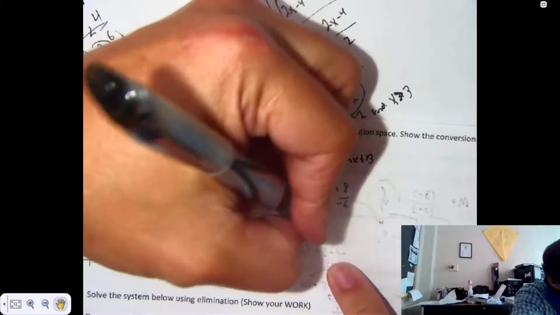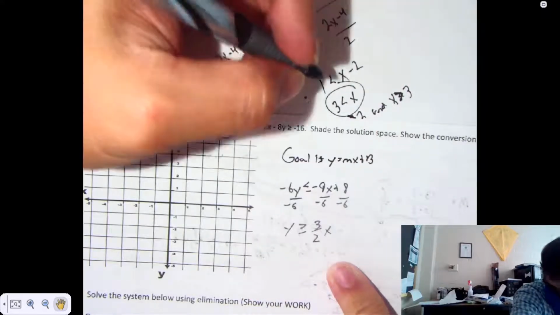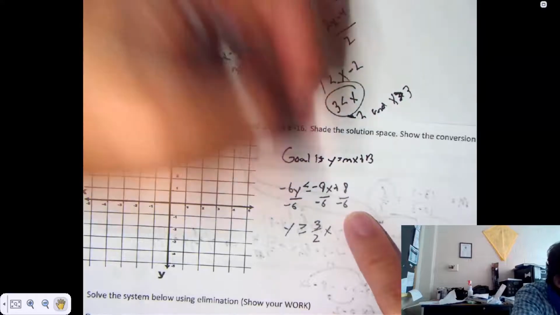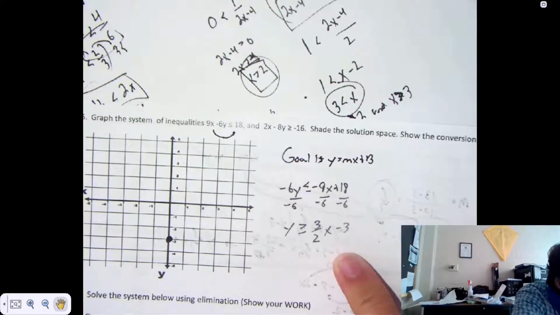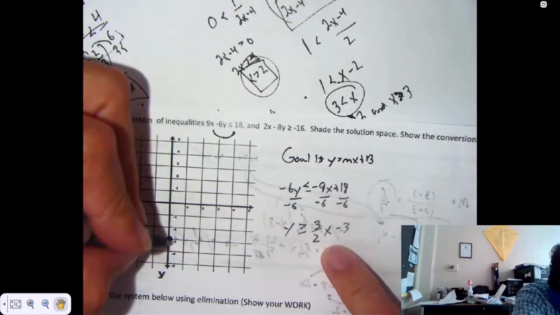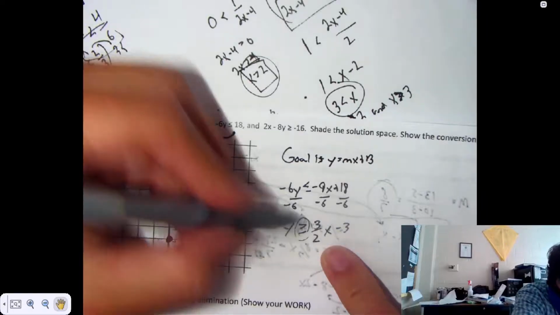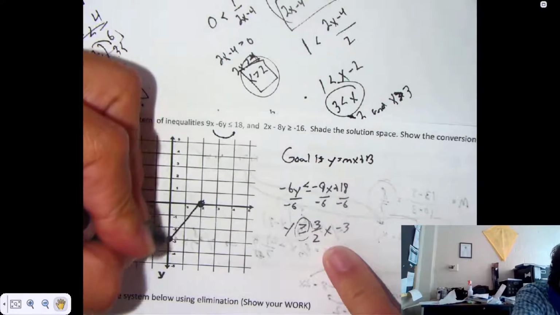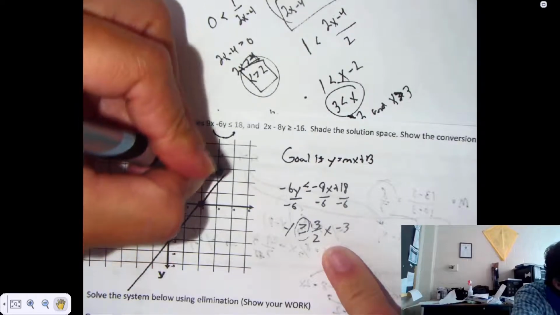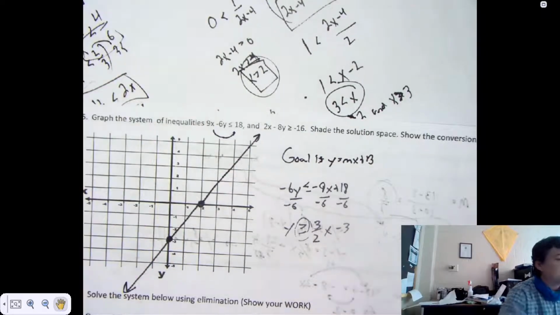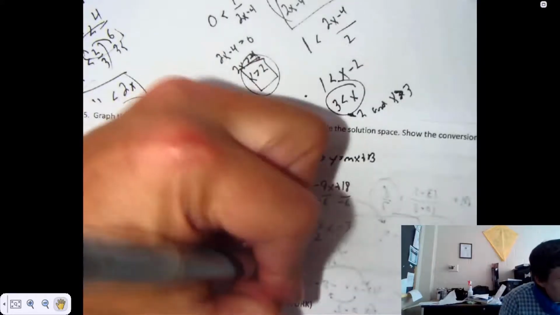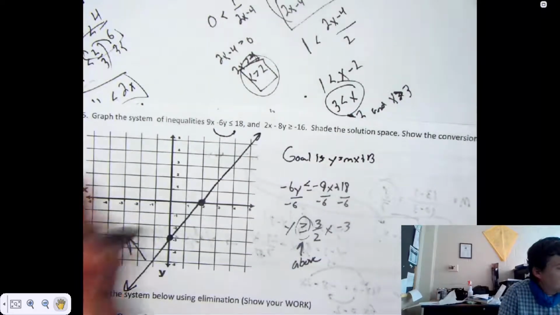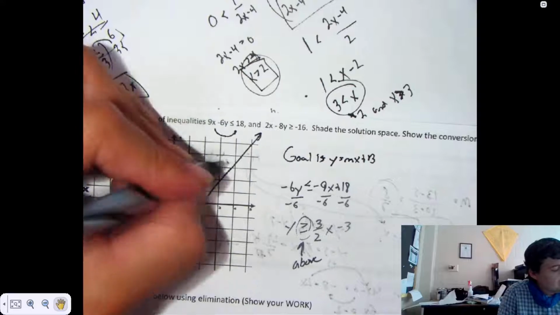9 over 6 is 3 over 2, and it's positive because it's negative over negative. And that was an 18, so that's minus 3. So put a dot at negative 3. That's my y-intercept. My slope is to rise 3 and run 2. That is a solid line. I need to make sure it's a solid line. Now, when you were done with this, you had a greater than symbol. That means above. So we're going to shade above. We'll worry about shading when we graph the other one.